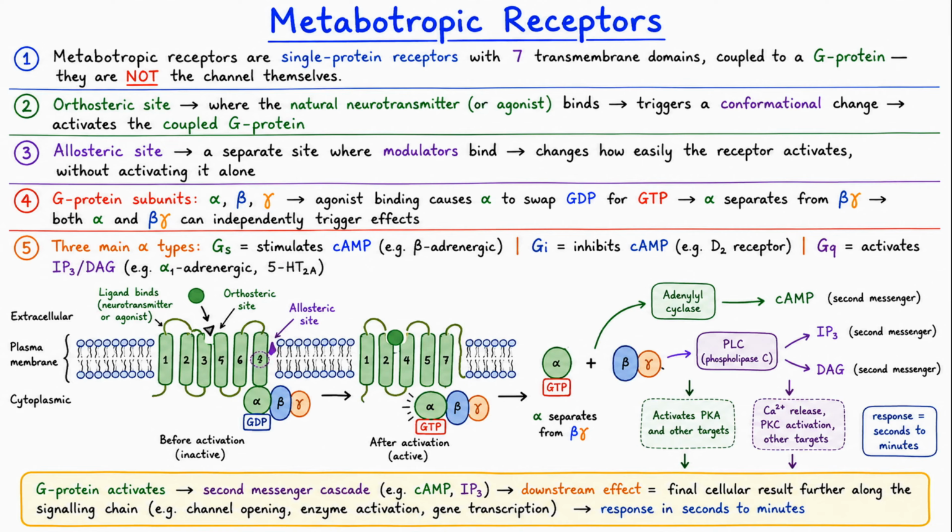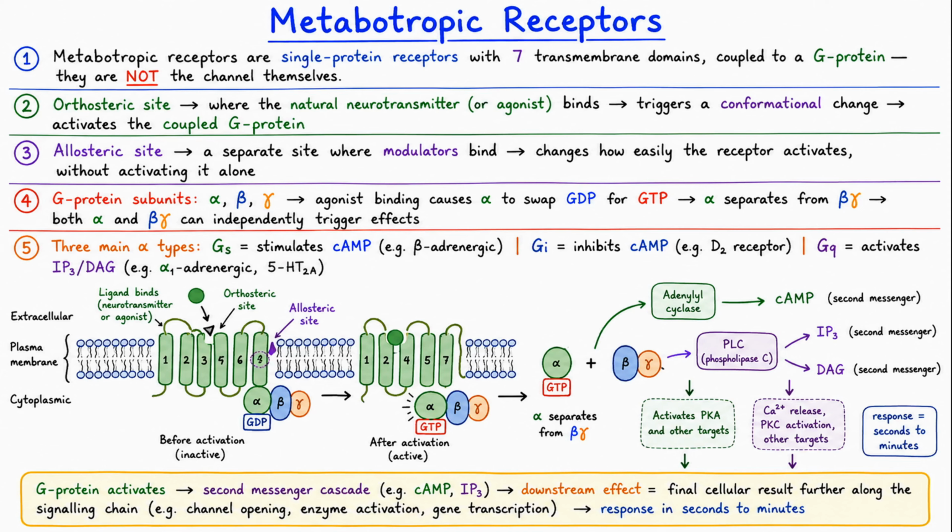That binding causes the receptor to physically change shape, and that shape change is what activates the G protein sitting underneath it. There's also an allosteric site, a separate spot where modulators bind. These don't activate the receptor on their own, they just change how easily it activates when the natural neurotransmitter is also bound. Now let's actually open up the G protein itself, because it's not one single piece.